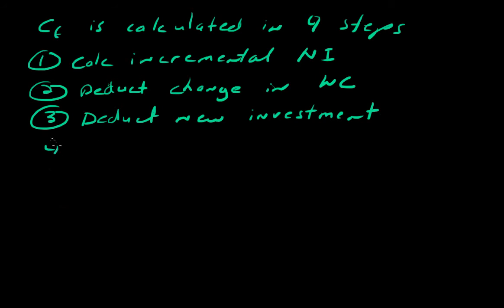And then finally, we add depreciation and UBV. Okay, let me hold here for a second and spend some more time on calculating incremental net income.